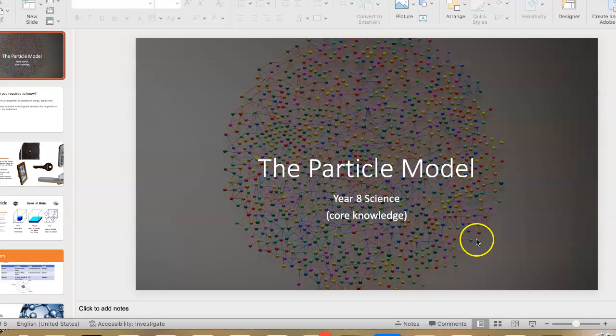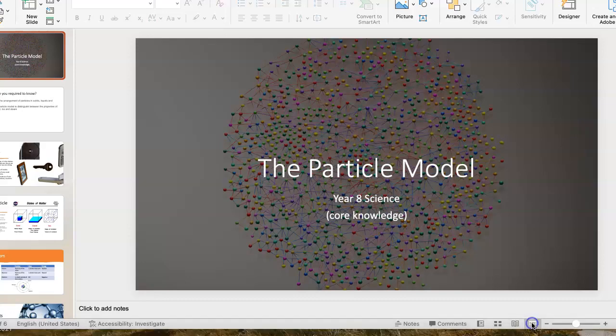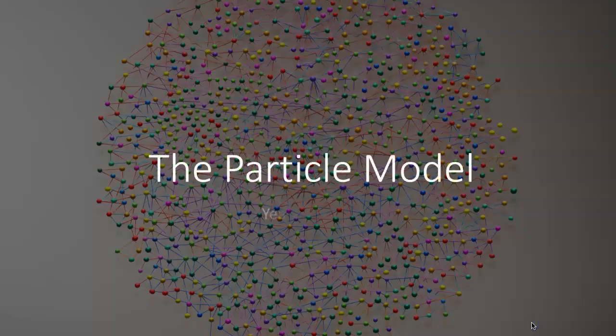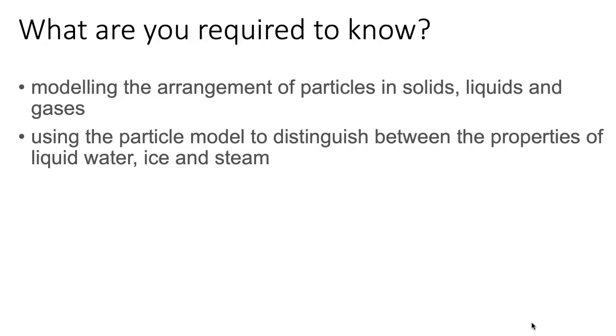Okay, so the particle model, which we've already talked about in one of the videos, is really core to what we're doing. It's core to chemistry. So here's our particle model. So you need to know how these particles create solids and gases, which we've talked about a bit in previous videos, and how the particle model distinguishes between them.